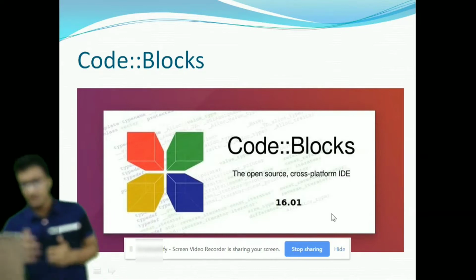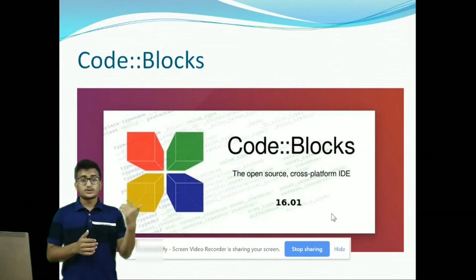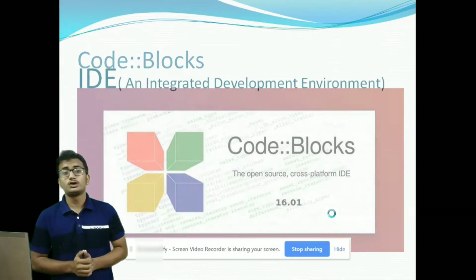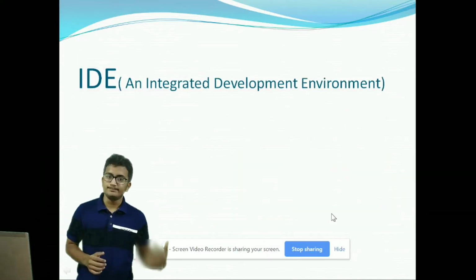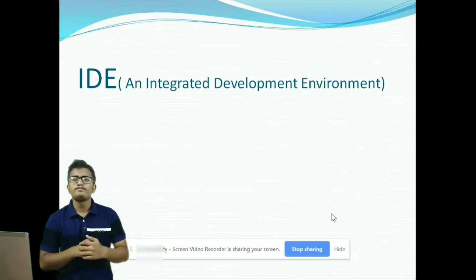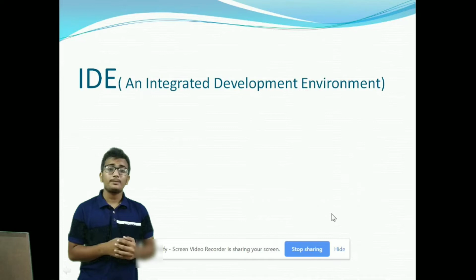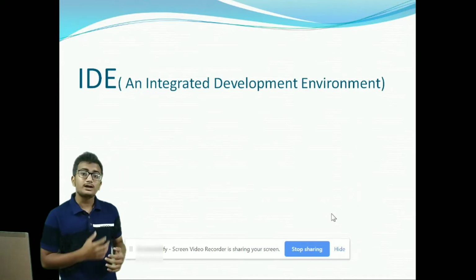So now what is Code::Blocks? So let's see what is Code::Blocks. Code::Blocks is an open source cross-platform IDE. What does IDE stand for? IDE stands for an integrated development environment which provides us a simple compiler.